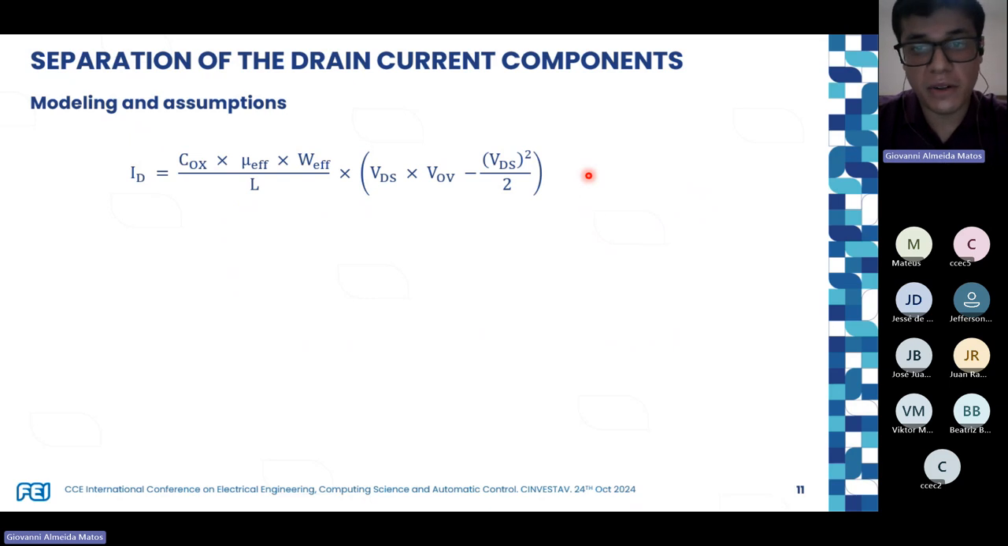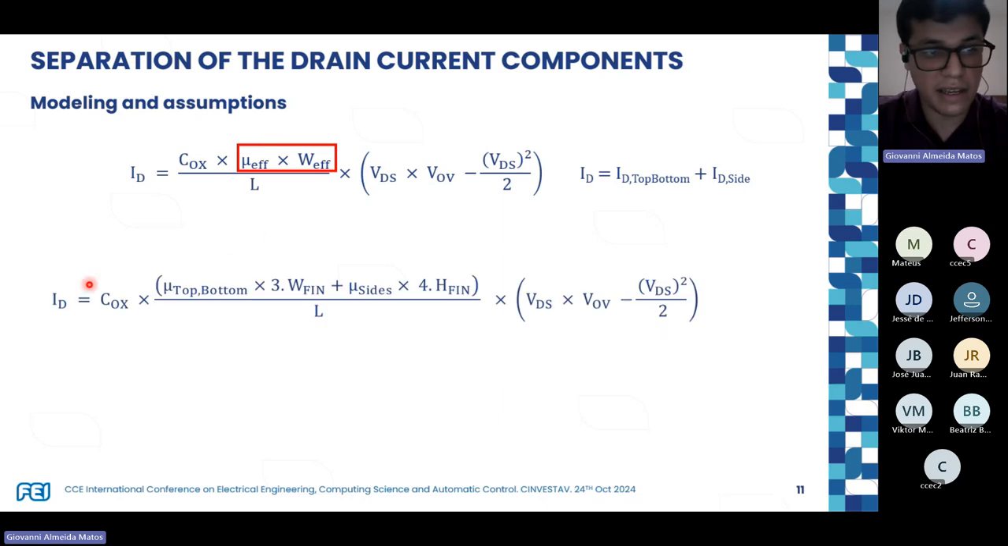Now, how are we going to separate the current flow at the sidewalls and top and bottom? We start from the first order model of a transistor in linear region. We say that the current can be expressed as a sum of the current flow at the top and the bottom and the current flow at the sidewalls. Then we can separate the effective mobility and the effective fin width. They are different in the two planes, in an equation like this: the gate capacitance, the mobility of the top and bottom times 3 times fin width because there are 3 horizontal conduction planes, plus the mobility at sidewalls times 4 times the fin height because there are 4 vertical conduction planes, the channel length and the bias condition.